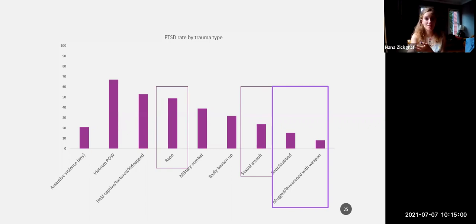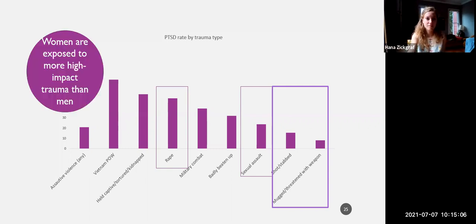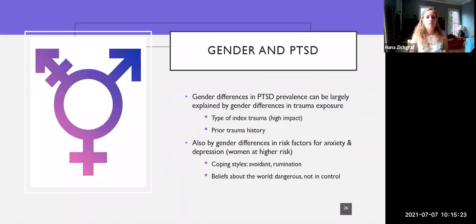And we'll talk about some reasons why this might be in the cognitive perpetuating factor part of the lecture. So gender is a risk factor for PTSD in part because even though men are more likely to experience a trauma, women are more likely to experience an assaultative, interpersonal, high impact trauma, like rape or sexual assaults. So gender differences in PTSD can be almost completely explained by gender differences in trauma exposure. Women are both more likely to be exposed to high impact index traumas, and women are also more likely to have had a prior history of the same type of traumas that sensitizes them to develop PTSD.